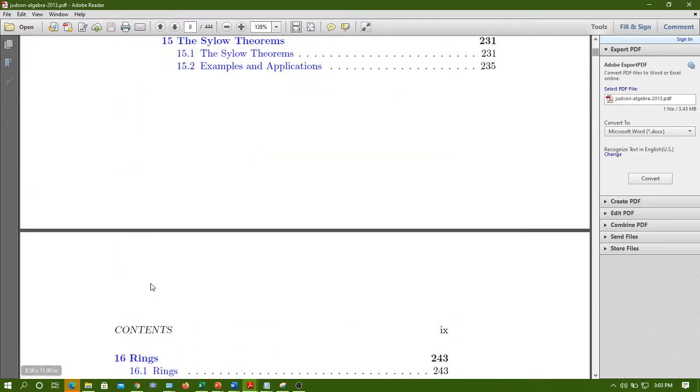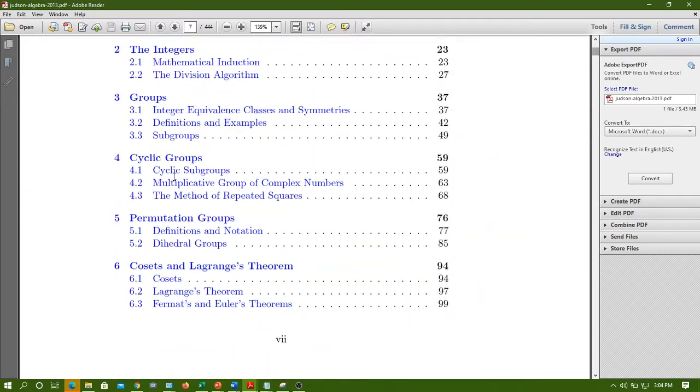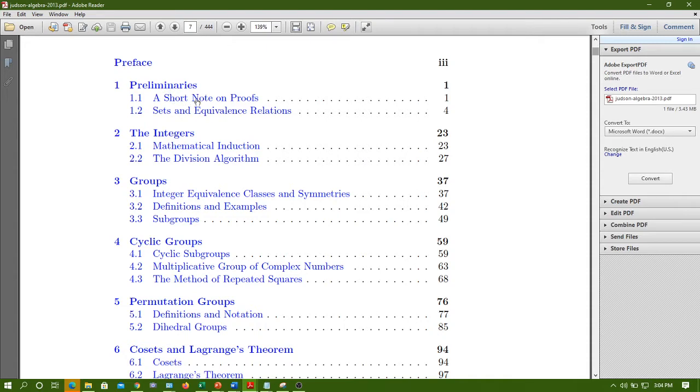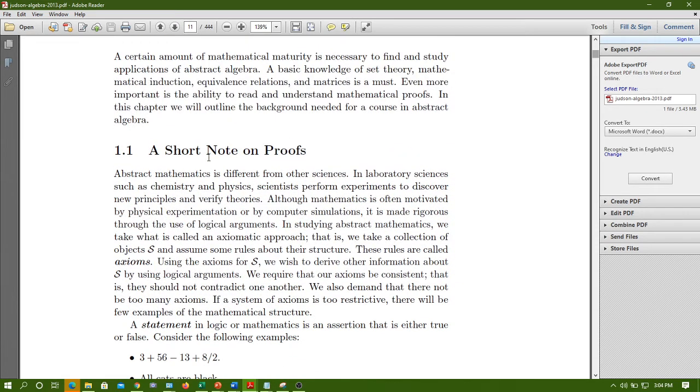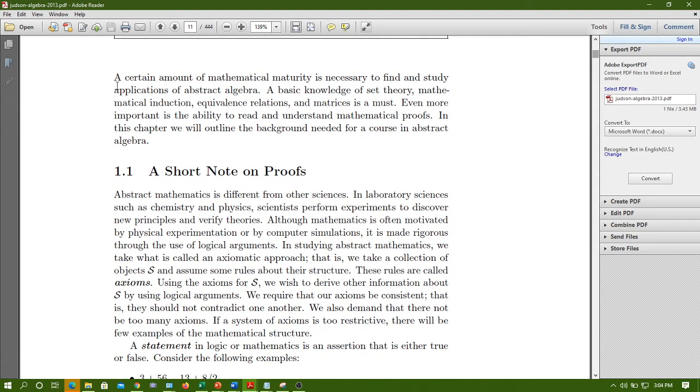Okay, so let's begin with the preliminaries. Again, under this, a short note on proofs and sets and equivalence relations. A short note on proofs. Before that, a certain amount of mathematical maturity is necessary to find and study applications of abstract algebra. Take note, certain amount of mathematical maturity. Are you matured enough to deal with this kind of subject?